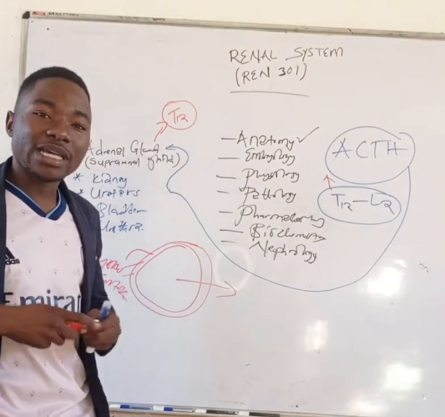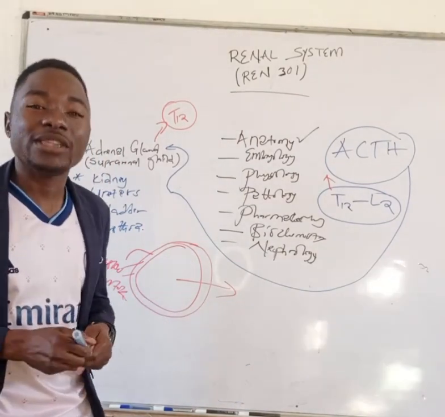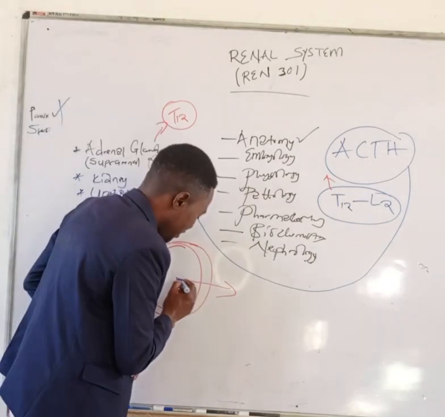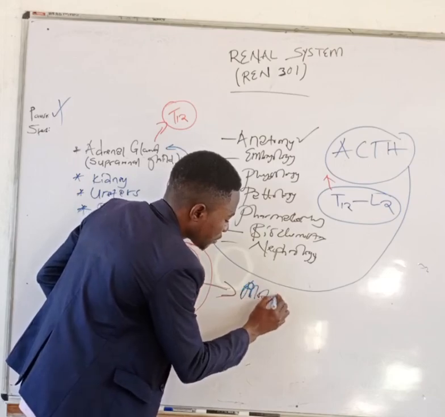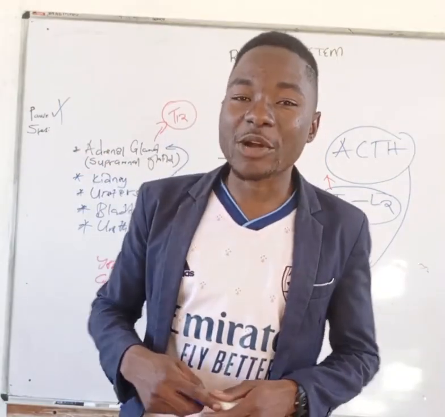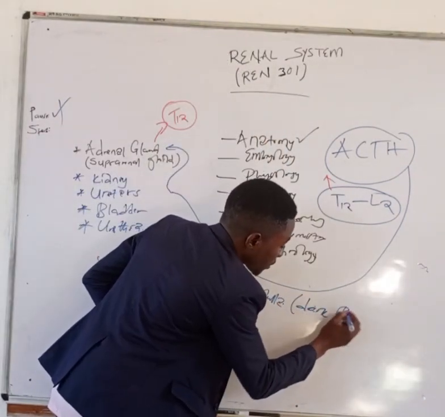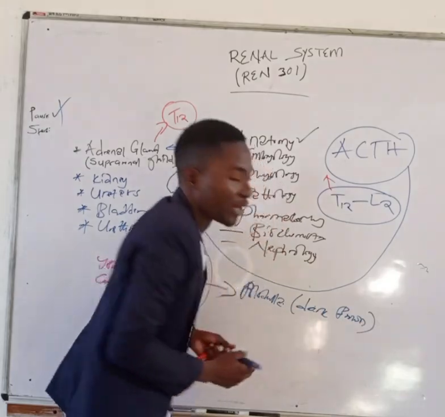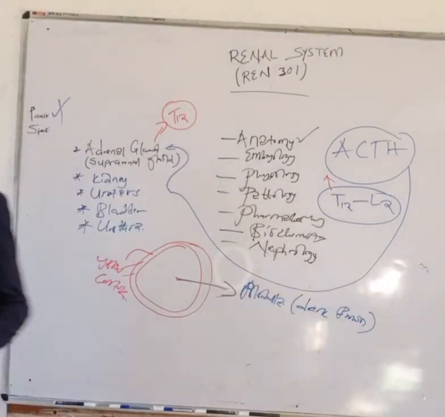For the lecturer who is teaching you renal system anatomy, you need to know everything that I'm mentioning. So inside we call it the medulla, and the medulla is dark. The inside is dark brown, but remember, the outside is yellow. That is very, very important to remember.